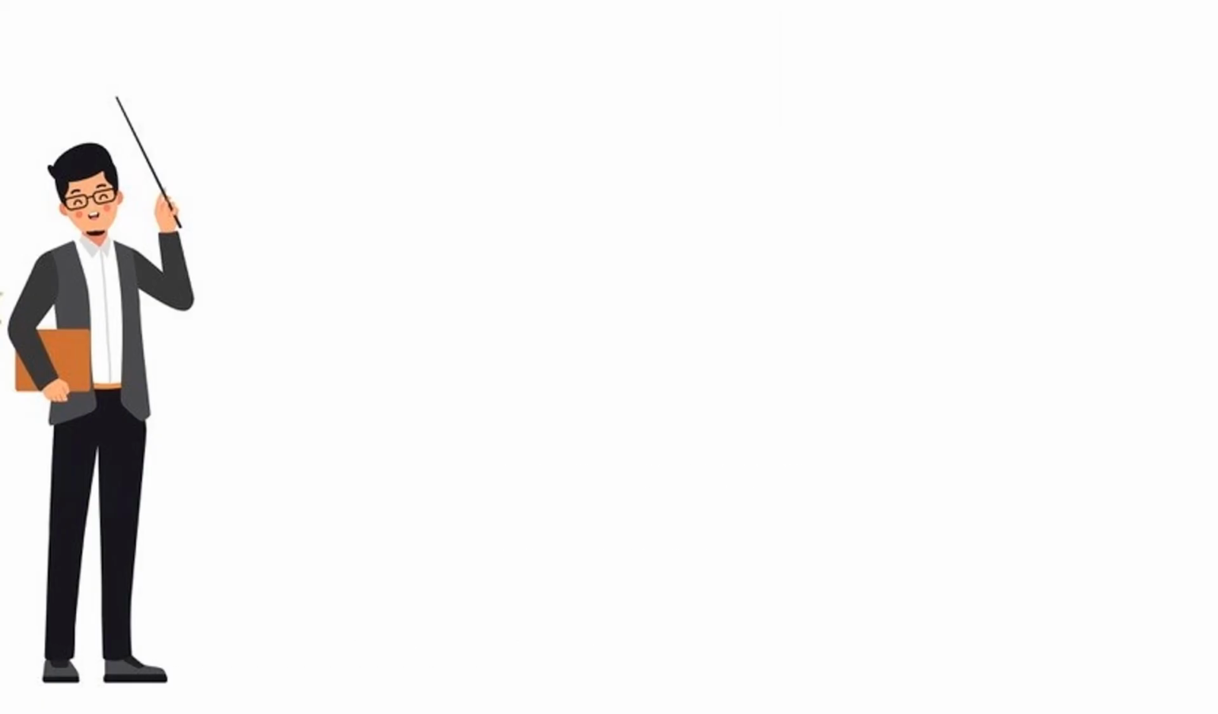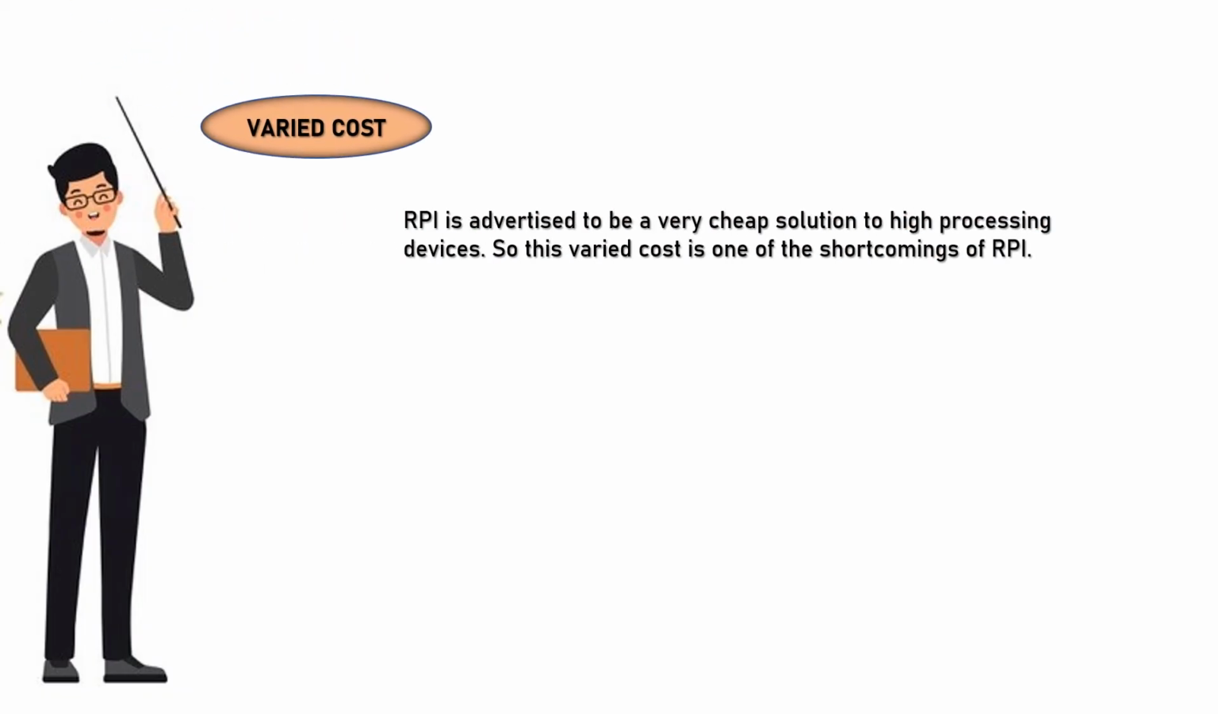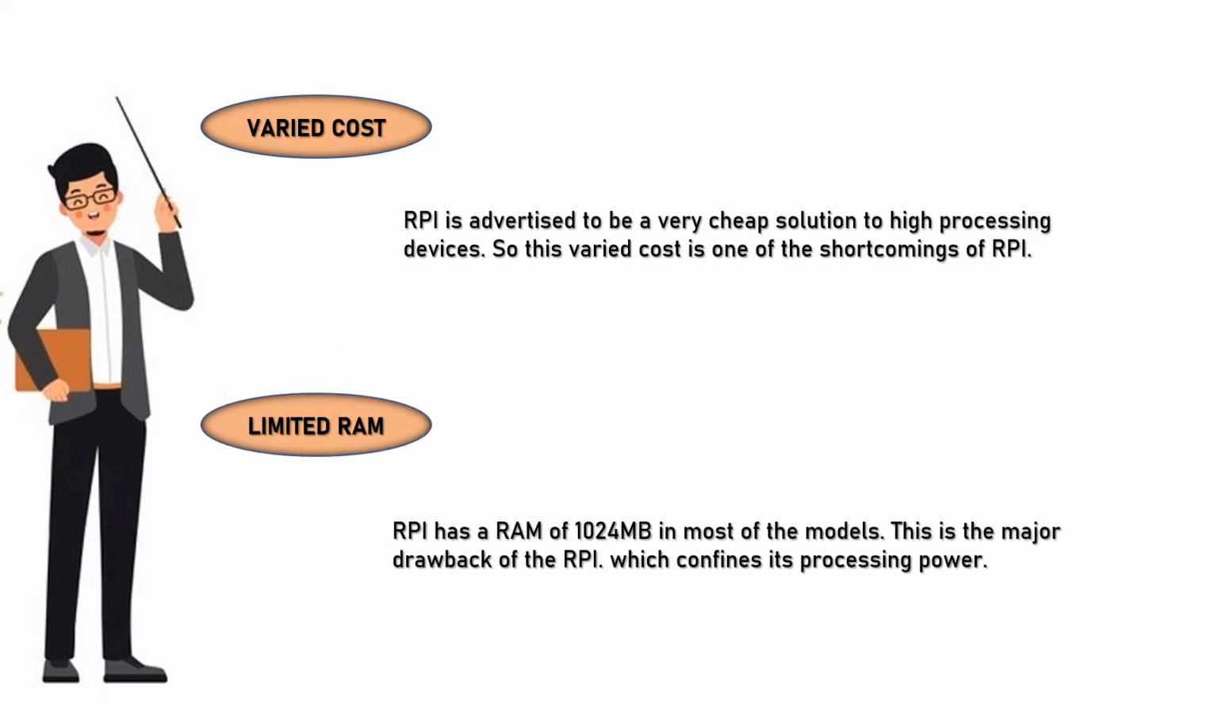Next, shortcomings of RPI. They are: A. Varied cost. Pi is advertised to be a very cheap solution for high processing devices, so this varied cost is one of the shortcomings of RPI. B. Limited RAM. RPI has a RAM of 1024 MB in most of the models. This is the major drawback of the RPI, which confines its processing power.